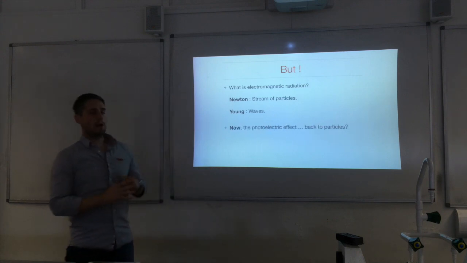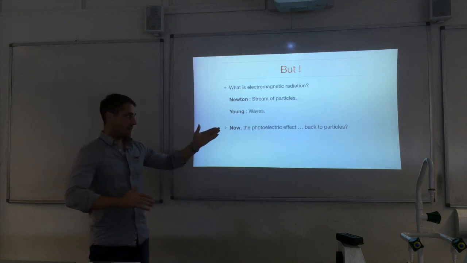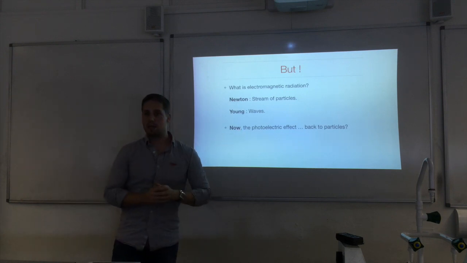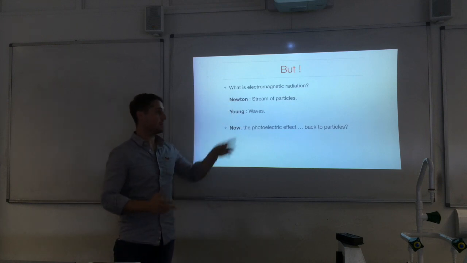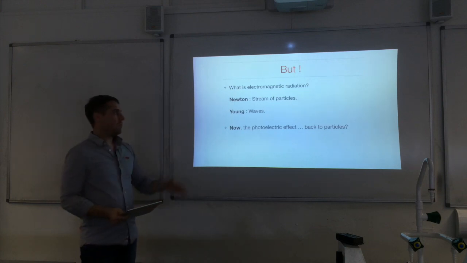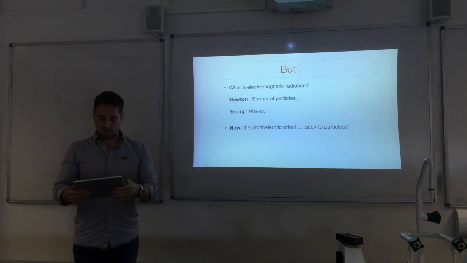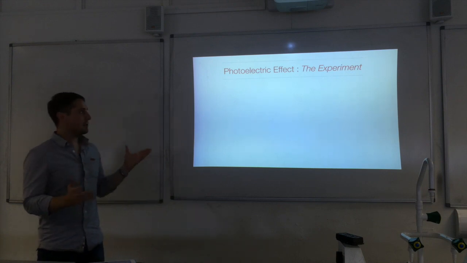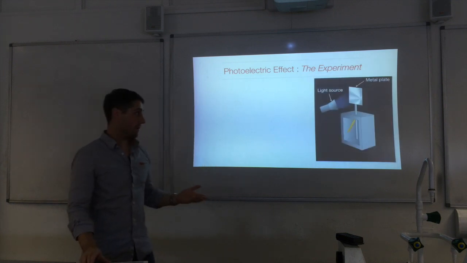Now we have the photoelectric effect, and that was a problem for waves. It seems to suggest that actually electromagnetic radiation is a stream of particles, so we seem to be going back to what Newton thought, but for different reasons. Anyway, so we've treated electromagnetic radiation as waves so far, but what if it is actually particles or something else? Let's have a look at this experiment then. The photoelectric effect, which I've just mentioned, is problematic for wave theory.